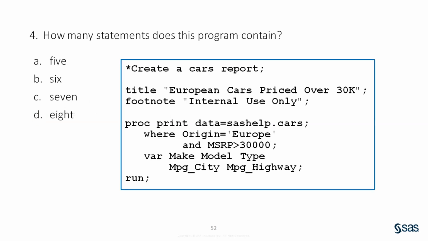Okay, how many steps does this program contain? How many statements? Seven. Let's check. Yes, seven. Anything that ends with a semicolon is a statement. See, 1, 2, 3, 4, 5, 6, and 7. Yes, seven.